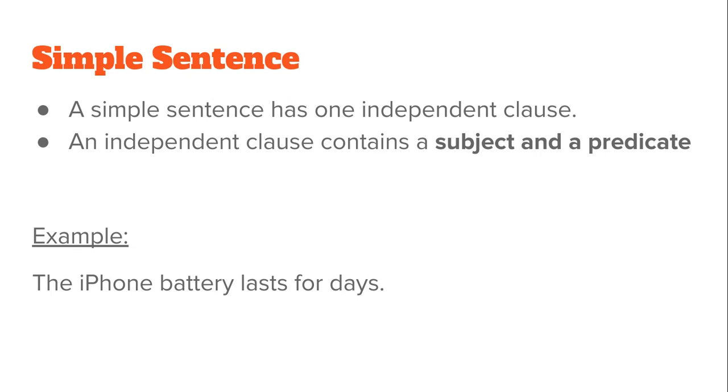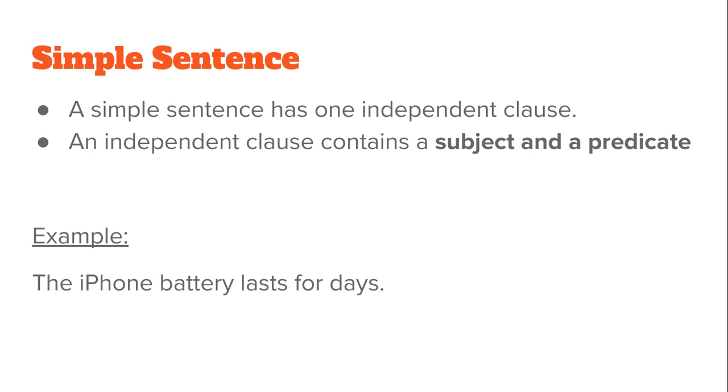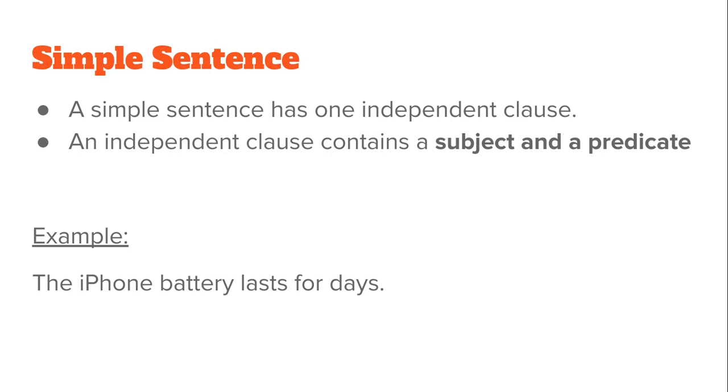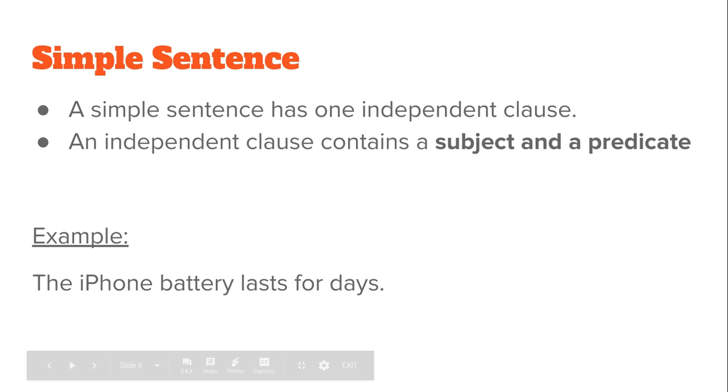So for example, we have the iPhone battery lasts for days. If I'm looking at this, my first thought is, is there a subject and a predicate? Well, yes, there is. The iPhone battery is my subject. So I have one subject, and then I have lasts for days. I have my verb, which is lasts, and then lasts for days is my complete predicate. There's nothing else messing with it. It is just simply a subject predicate simple sentence.